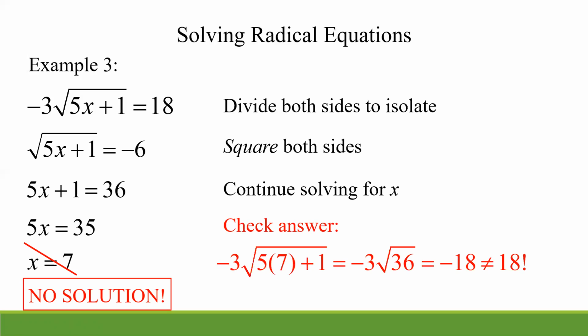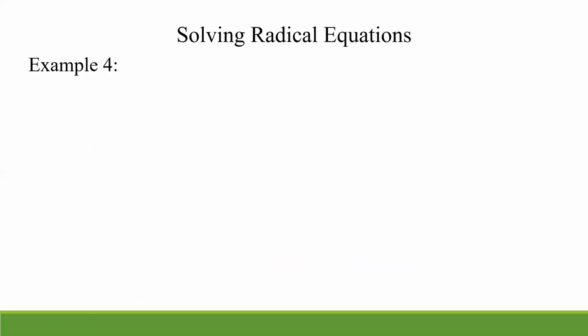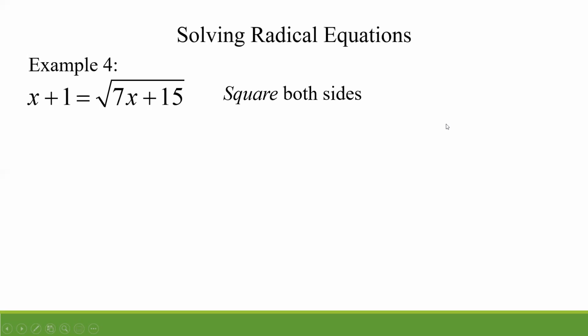So let's do one more example and see one with 2 solutions, or maybe 2 solutions. So here we have x plus 1 equals the square root of 7x plus 15. Again, the radical is already isolated on one side, so that's fine. So we're going to square both sides right off the bat.